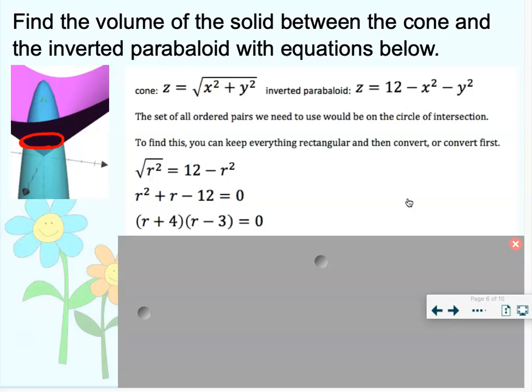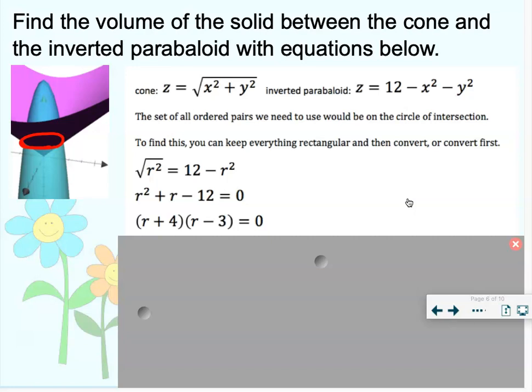Technically, you can have r equals -4 going all the way around, but if you actually plug in, let's see, if we have r equals -4, we would end up with z equals 4. And here, we would have 12 minus 16, which would be -4. It wouldn't work, right? Okay. So you just pick the positive one. All right, so our r is 3.